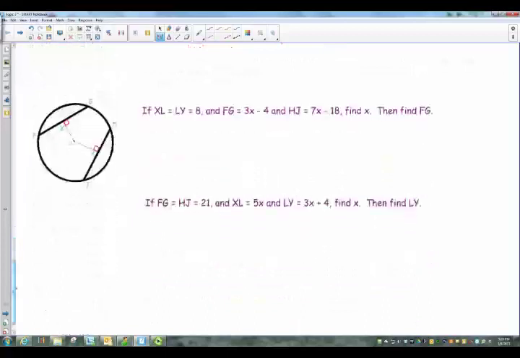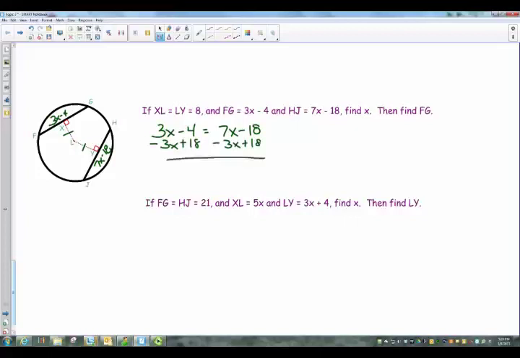Okay? So we go down and look at our final example. So here it says XL is equal to LY, which is 8. So those two things are congruent. We also get FG is 3x minus 4. We get HJ is 7x minus 18. And based on that theorem up above, those two chords have to be congruent. So I've got 3x minus 4 equals 7x minus 18. And we solve. So subtract 3x, add 18. So that cancels, that cancels. So I've got 14 equals 4x, divide by 4, and we get x equals 7 halves.